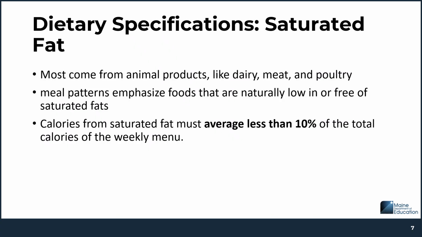Saturated fat is often found in forms that are solid at room temperature, including milk fat, butter, or the fat inside or around meat. Limiting saturated fat in school meals helps reduce the risk of children developing heart disease later in life. The meal patterns emphasize foods that are naturally low in or free of saturated fats. Calories from saturated fat must average less than 10% of the total calories of the weekly menu.